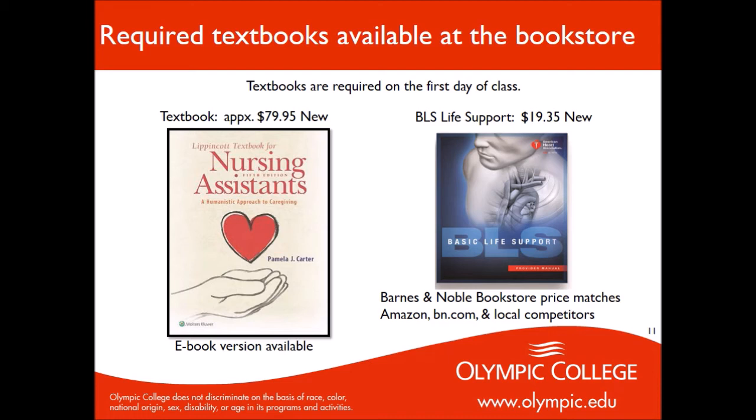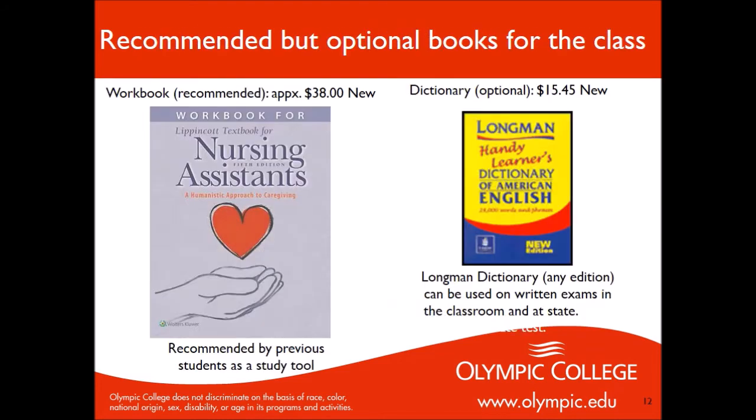You'll also notice that there's an ebook version available for that textbook if you prefer to use an e-reader. The other textbook we require is the BLS for Life Support by American Heart Association. It costs under $20 new at the bookstore as well. You're probably not going to find that one used, but you might find it somewhere on the web at a slightly different price, or about the same, probably. You will not need that until we come back to campus in week 6, but we will use it that first day of week 6.